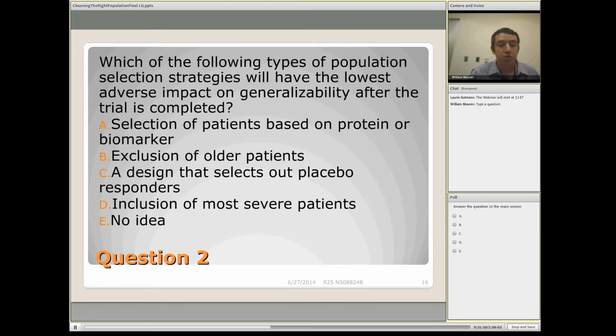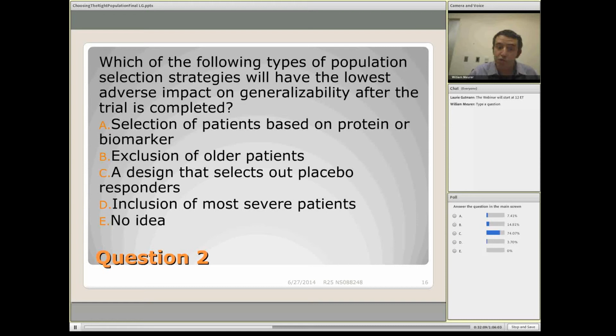So a design that selects out placebo responders, right? Because you don't know if somebody's going to be a placebo responder at the beginning of your study, and that's not going to go on your package insert. So that's a timing of randomization issue, and it can increase the power of your study. And it should not have a major impact on generalizability.